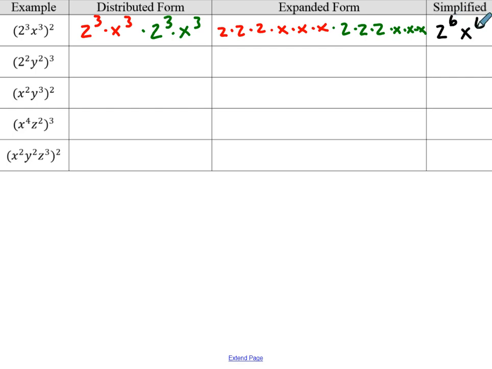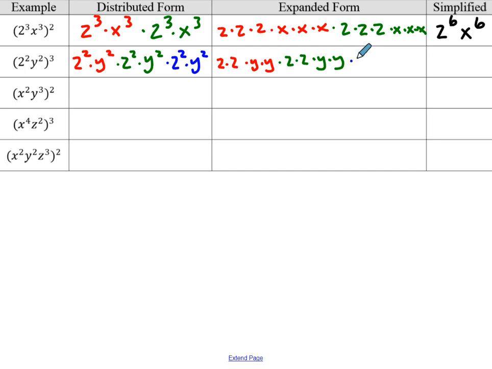We have 2 squared times y squared. We have that 3 times, so it's going to be 2 squared times y squared, and we have 2 squared times y squared. So let's go ahead and write that out. 2 times 2, y times y. We have 2 times 2, y times y. 2 times 2, y times y. Now let's count our 2's, so we have 6 of them, so it's going to be 2 to the 6th. We have 6 y's, so it's going to be y to the 6th.